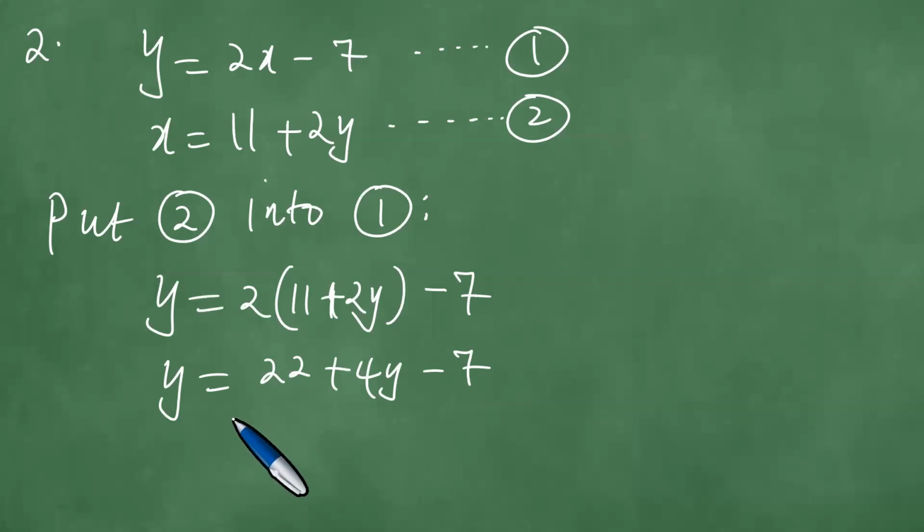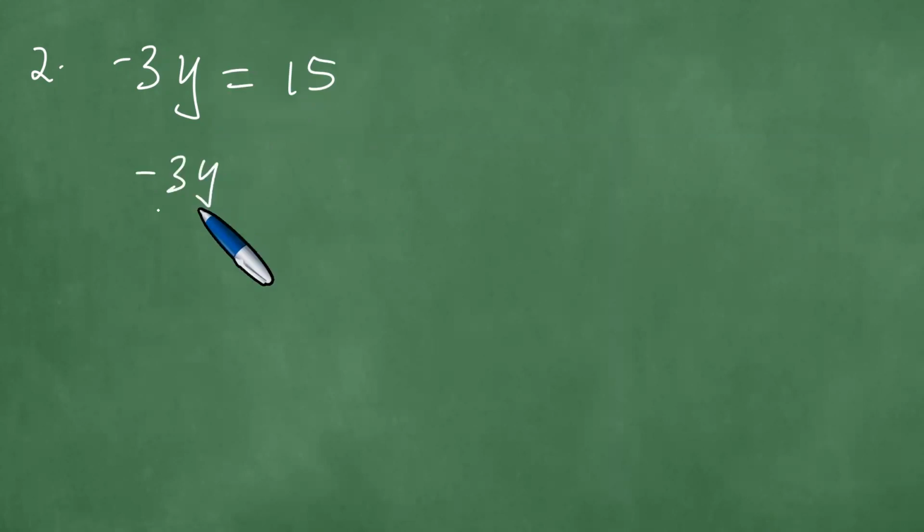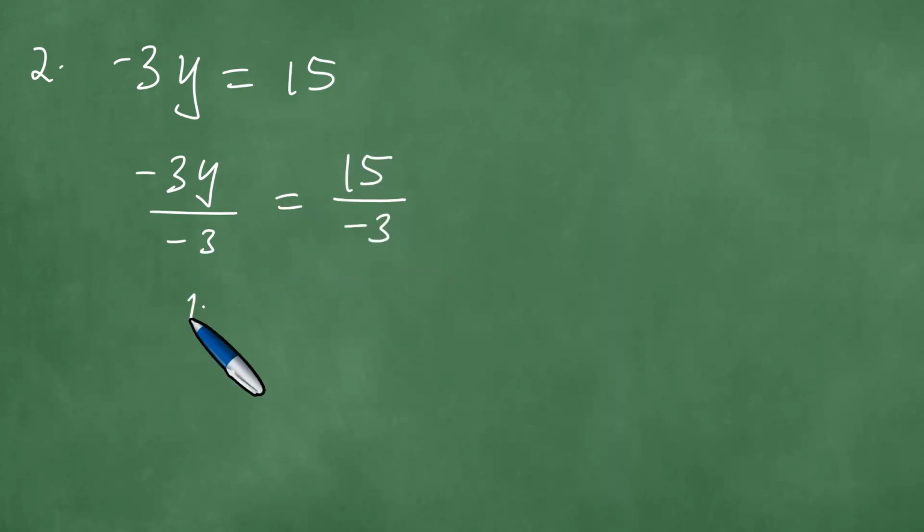Now let's manipulate this. We have 4y. You can move the y to the other side. So y minus 4y is minus 3y. And what is 22 minus 7? It's 15. So now we have minus 3y equals 15. We need to solve for y, so we divide by negative 3, and then y is minus 5.